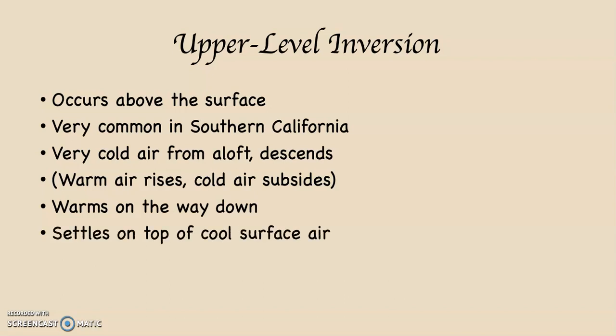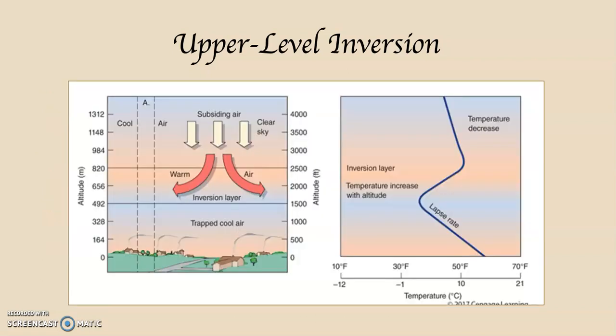What it then does is that slowly warming air settles on top of cool surface air. In the case of Southern California, this comes in off the ocean, as you'll see. Take a look at this diagram. First, start on the left-hand side. At the top of the diagram on the left-hand side, it says subsiding air. In other words, you have cold air that's coming down towards the surface of the planet. En route, in the middle of the diagram, you can see that the air warms up. Then down at the bottom, you can see trapped cool air.